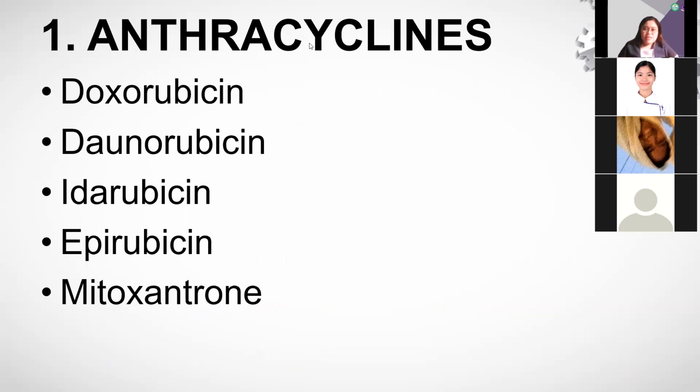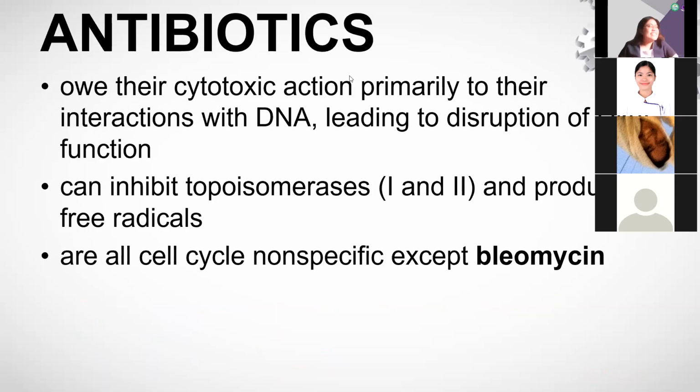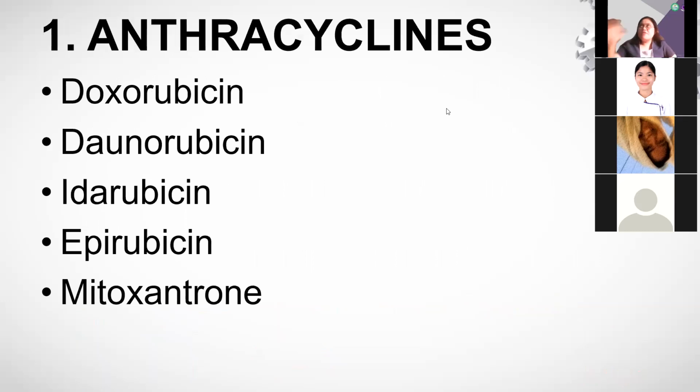Now, what are these antibiotics? The first group of antibiotics are called anthracyclines. What are the specific drugs under the anthracyclines? We have doxorubicin, daunorubicin, idarubicin, and epirubicin. They end with rubicin, but we have an exception there, mitoxantrone. They are called anthracyclines because their structure is derived from anthracycline. They all have the same structure.